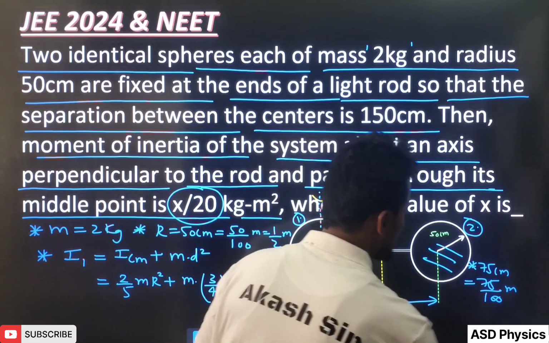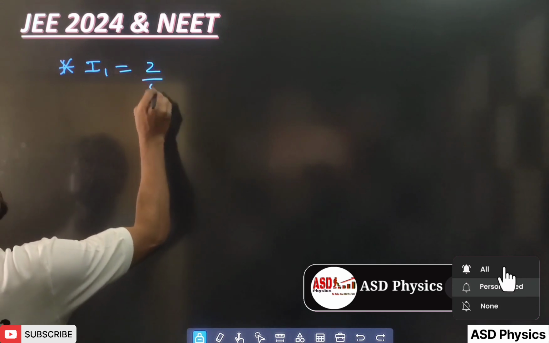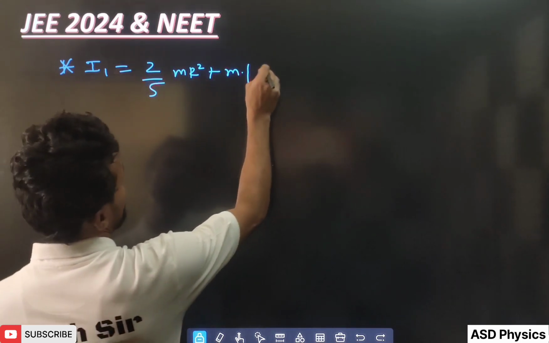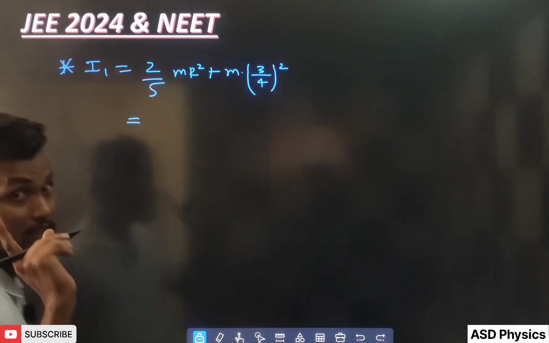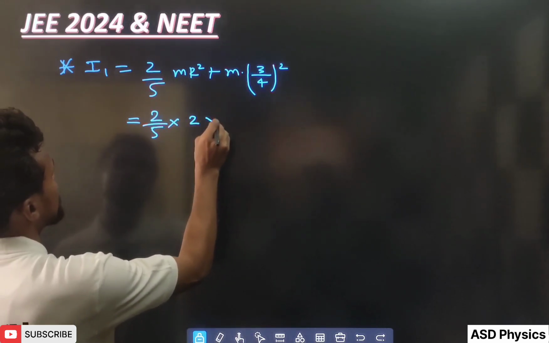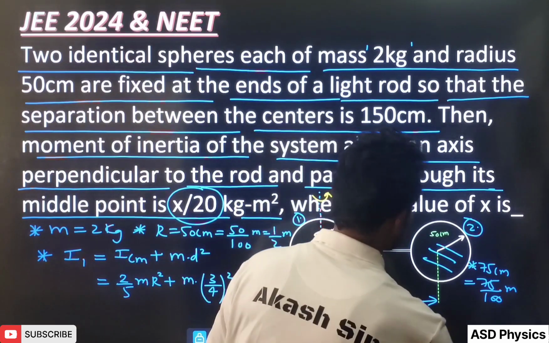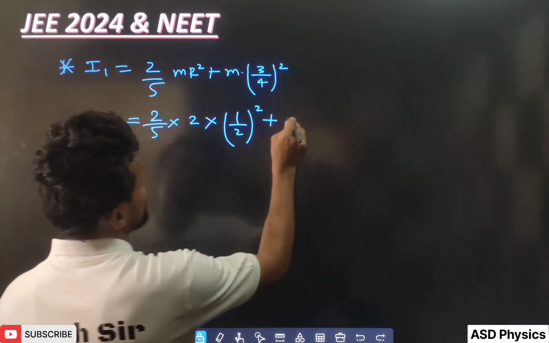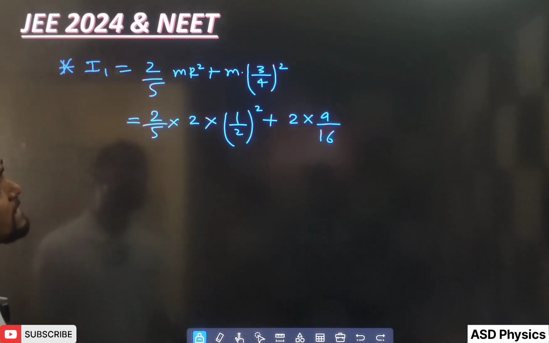So see here, as we have got the I1 value, I remember this I1 value is 2/5 mr² plus m into (75/100), which is (3/4) square. Let's simplify this for a single side. So what will become here? 2/5 into mass: how much is given here? Let's check one more time. How much is given here? 2. And the radius 1/2 is there. So here, students, (1/2) square, plus mass 2 and here 9/16.